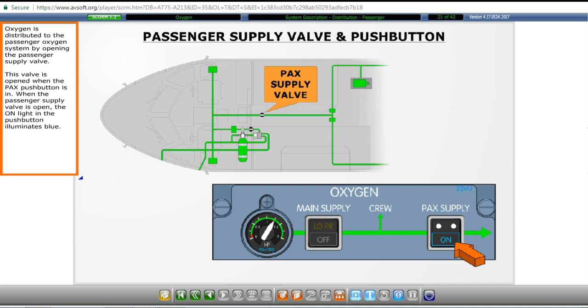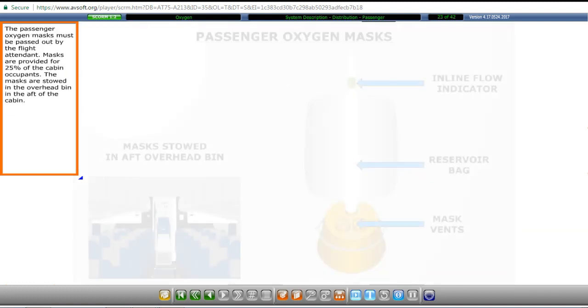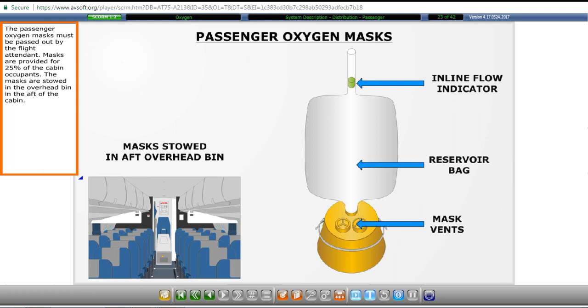Oxygen is distributed to the passenger oxygen system by opening the passenger supply valve. This valve is opened when the passenger supply push button is in. When the passenger supply valve is open, the on light in the push button illuminates blue. Oxygen is distributed to the passenger through oxygen ports located below the cabin overhead racks once the passenger supply valve is open. The passenger oxygen masks must be passed out by the flight attendant.